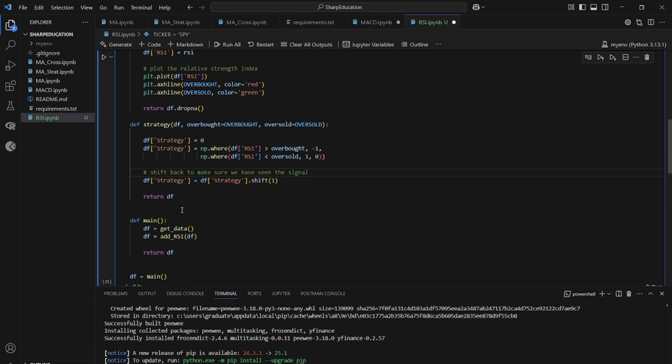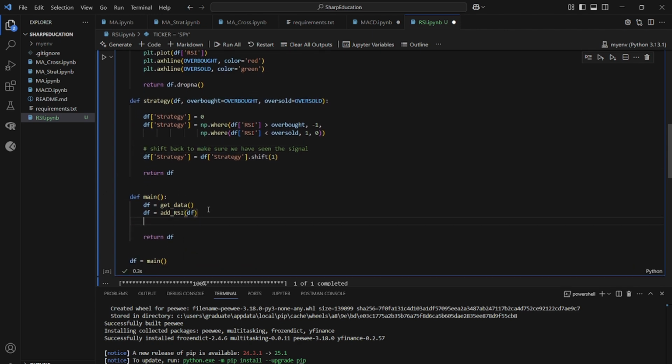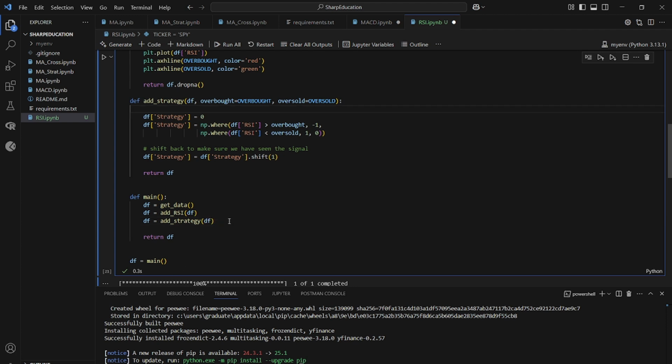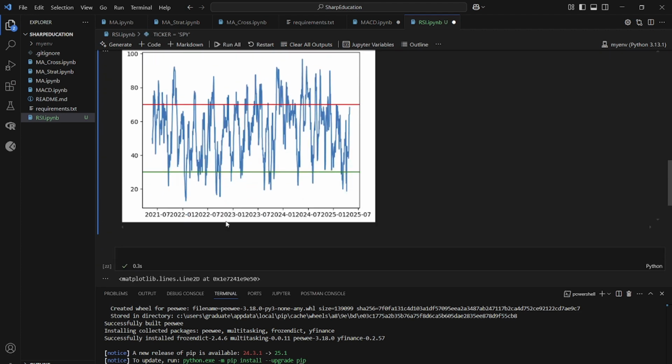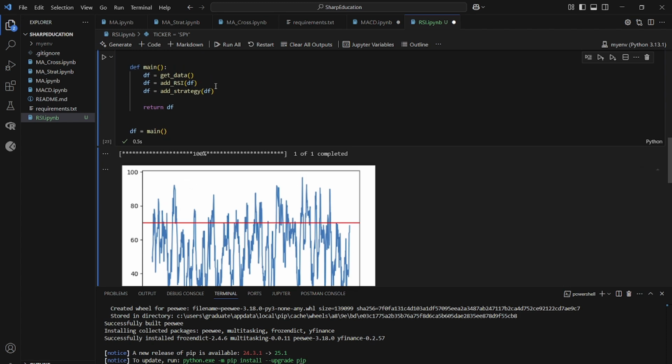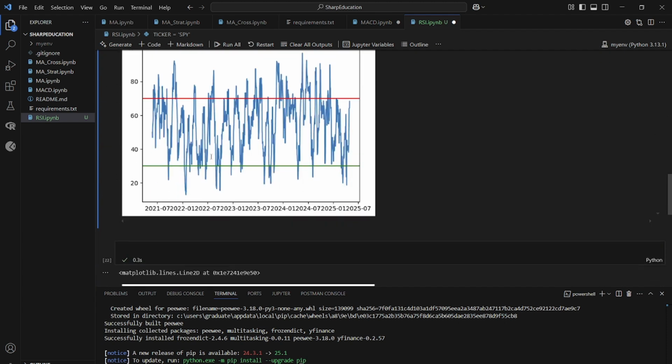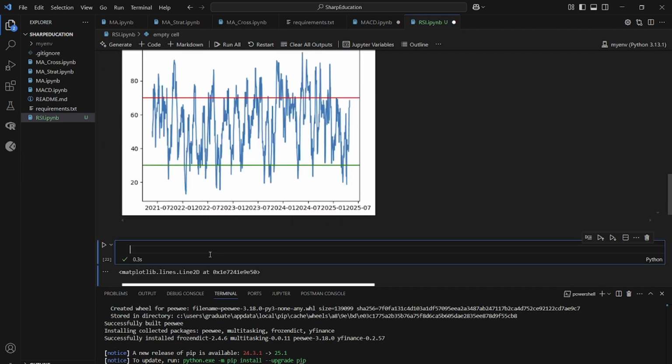Great. So now we should have a strategy column in our data frame when we add this to the main function. Let's make this add strategy for consistency. Add strategy, the data frame. And the overbought and oversold are predefined, so we don't need to add those into the main function. So we have a good plot, and we have strategy, and we can check the strategy column values to make sure we have ones and zeros.